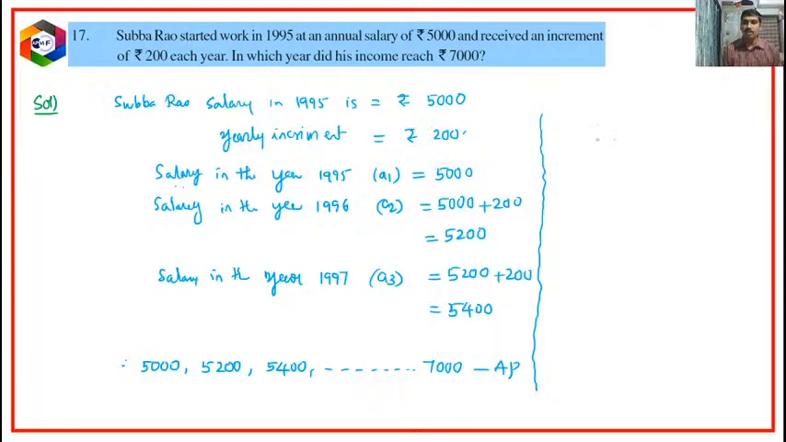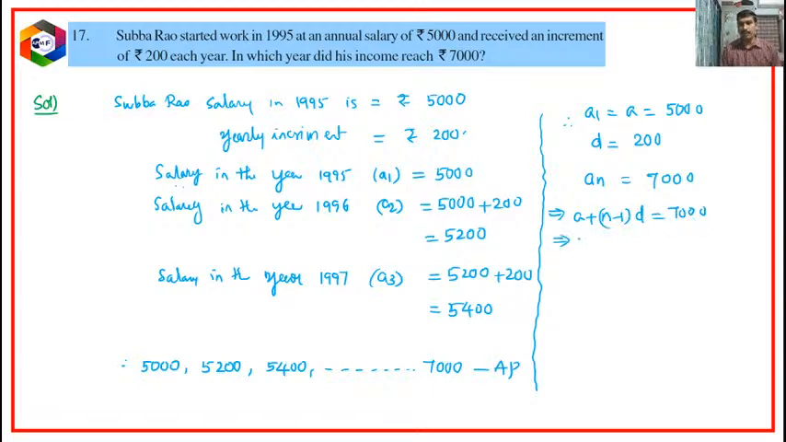Okay, if you observe, A1 is equal to A, which is 5,000, and D is equal to 200, the increment. Why? Because 5,200 minus 5,000. And AN is the nth term, we don't know it, I am going to assume it as 7,000. So what is AN? A plus n minus 1 into D is equal to 7,000. Here A we know is 5,000, plus n minus 1 into 200 is equal to 7,000.